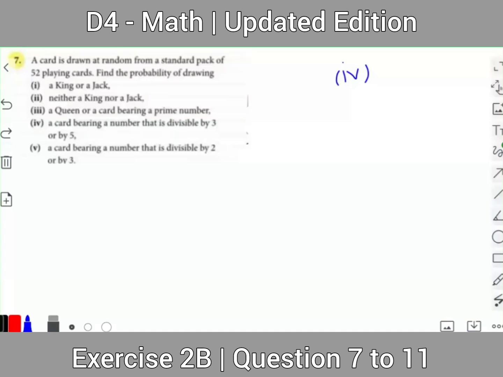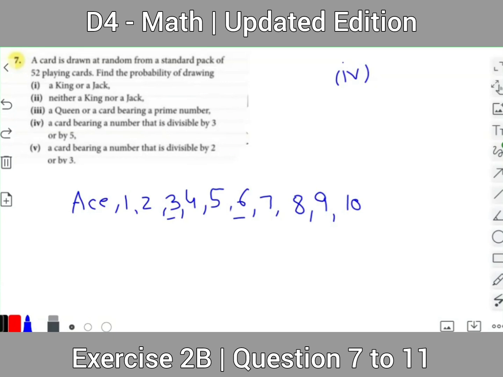Now in part 4, we have to find the probability of drawing a card bearing a number that is divisible by 3 or by 5. So first we will see, since each suit has 13 cards, and those are ace, 1, 2, 3, 4, 5, 6, 7, 8, 9, and 10. Now first we will see the numbers that are divisible by 3. Those are 3, 6, and 9. Now we will use the red color for the numbers that are multiples of 5, and those are 5 and 10.